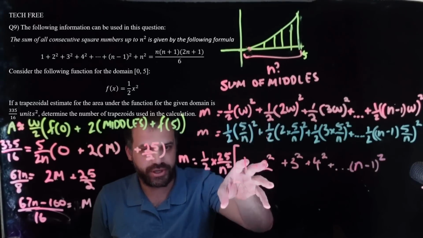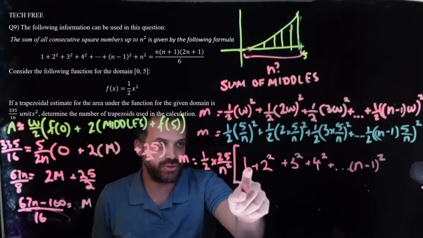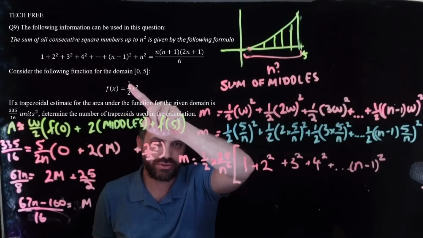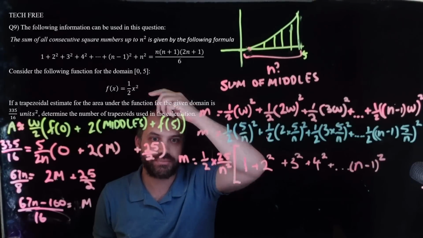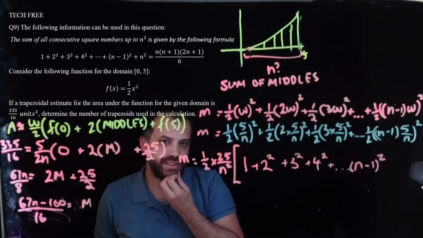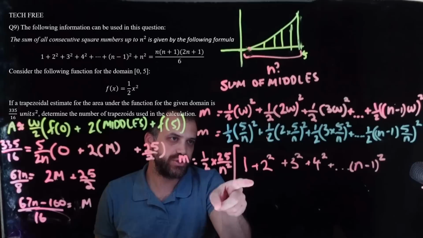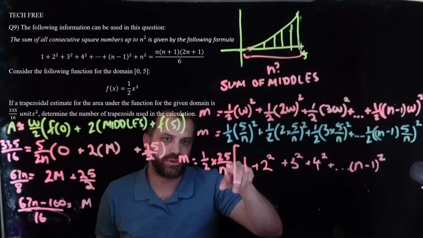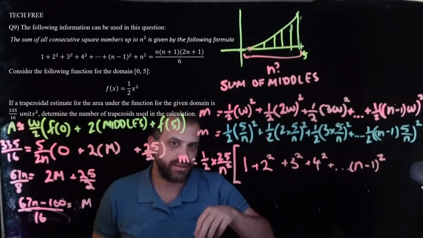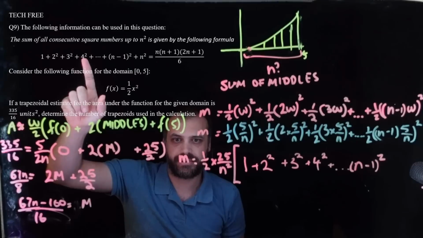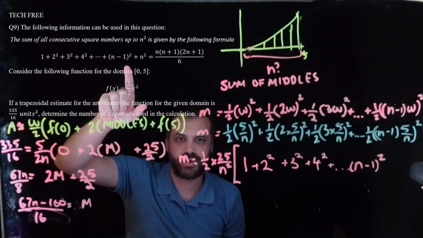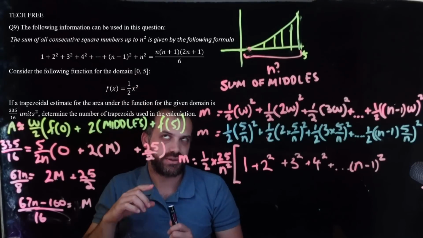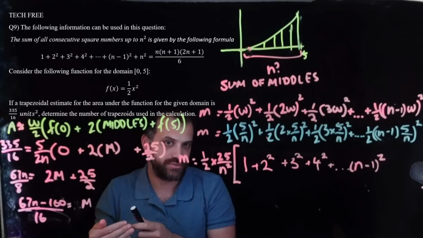All right, so pretty amazing. This is good news for us because this is a sum of squares. And we're told that we've got a formula here for a sum of squares. Now we need to be a little bit careful because that formula doesn't quite match what we have here. Our formula is 1 plus 2 squared plus 3 squared plus 4 squared plus n minus 1 squared. Their formula is 1 plus 2 squared plus 3 squared plus 4 squared plus n minus 1 squared plus n squared. Their formula has an extra n squared on the end, right?